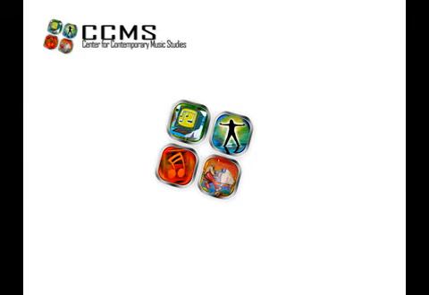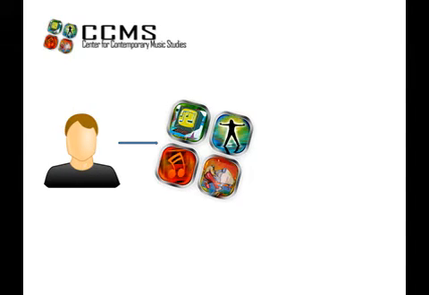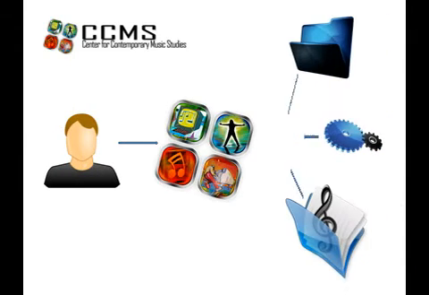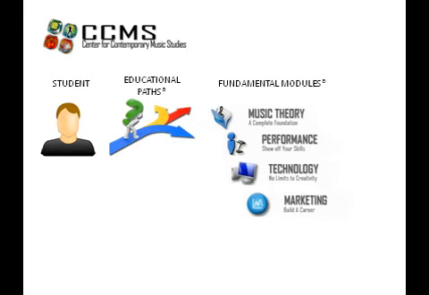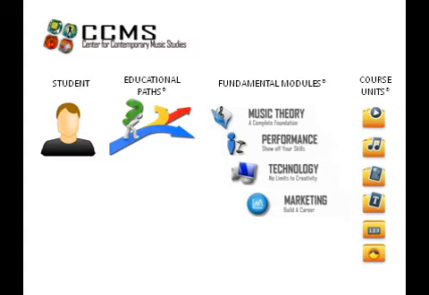At the core of CCMS is a lightweight, fast-track educational model that moves a student toward their goals as quick and affordable as possible, at the same time making it easy and creative for faculty and developers to add the latest processes and information to the curriculum. There are 4 main areas of focus in this model: the student, educational paths, 4 fundamental modules, and the course units contained within those modules.